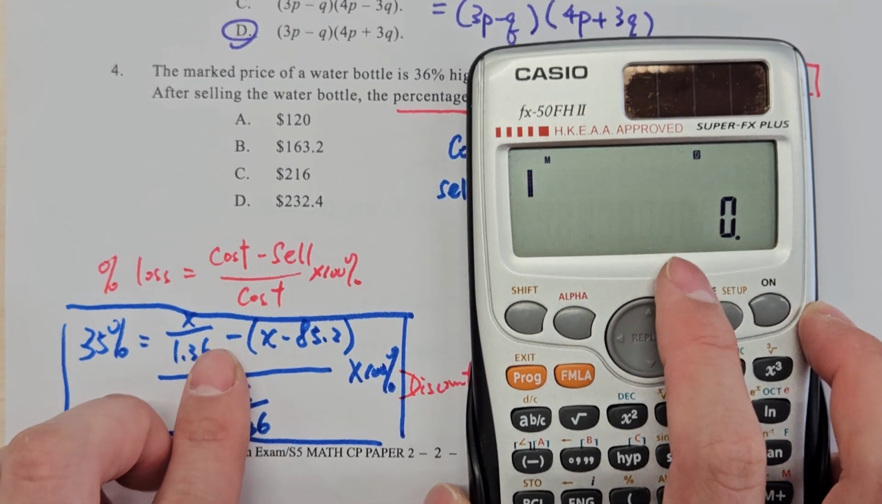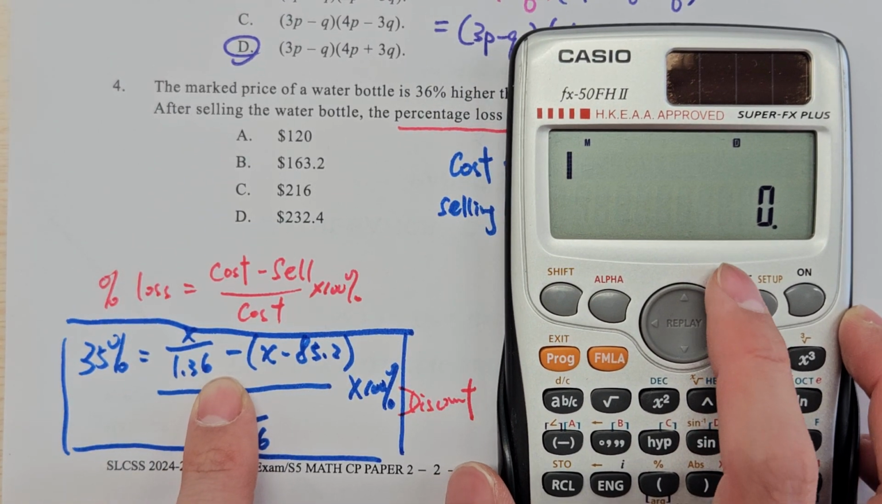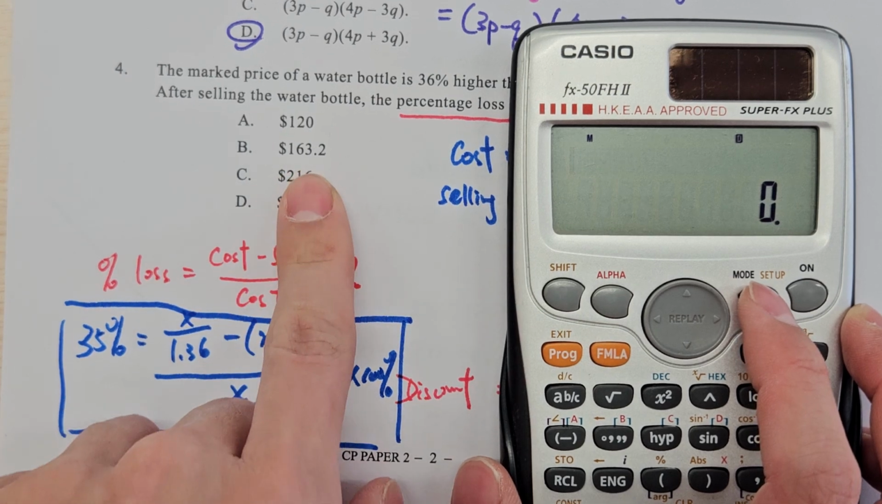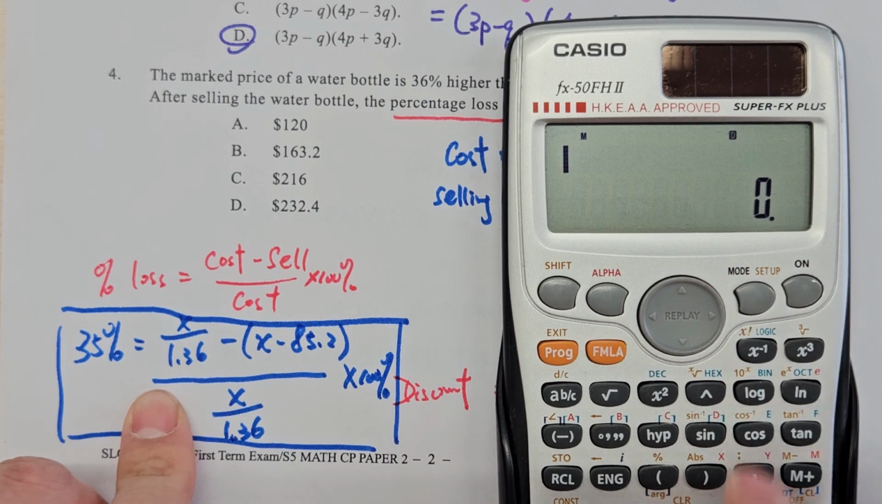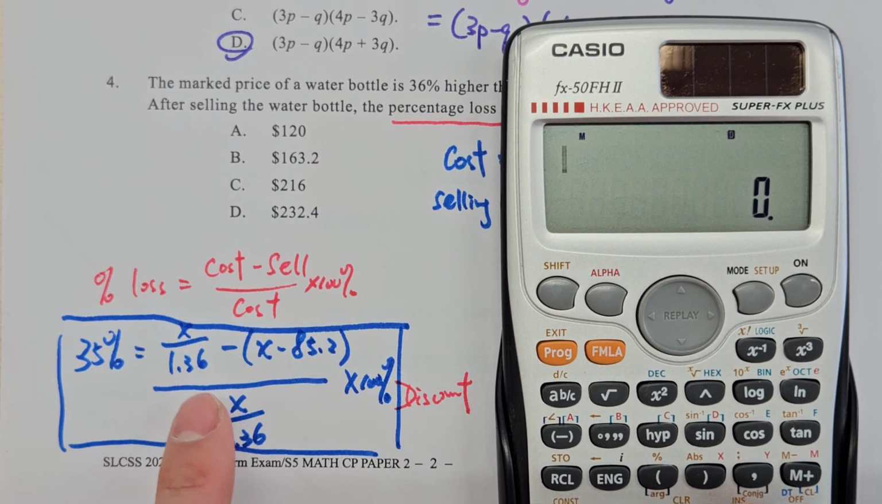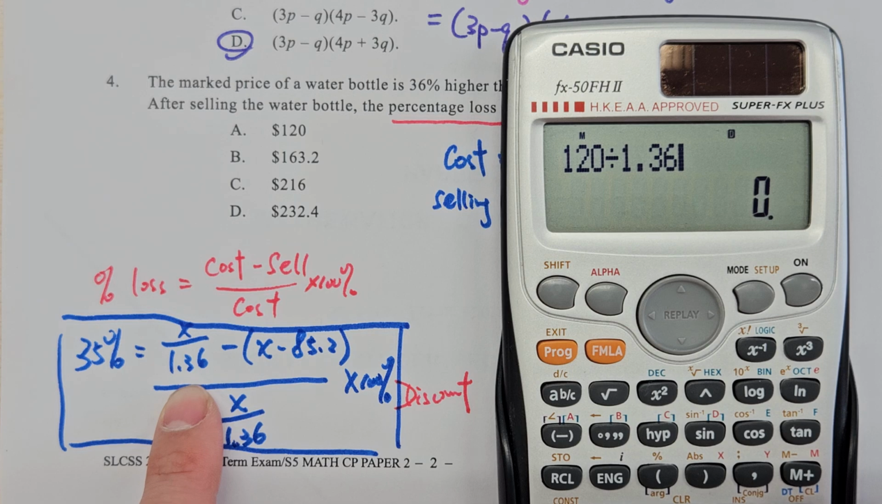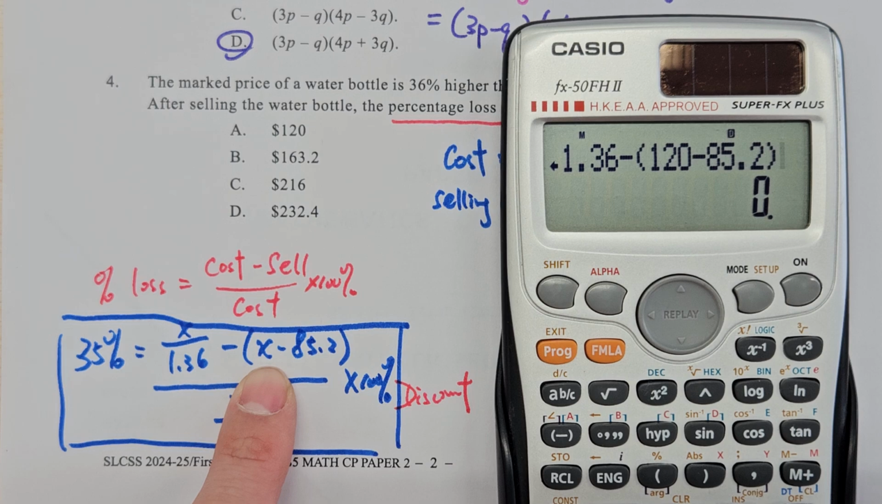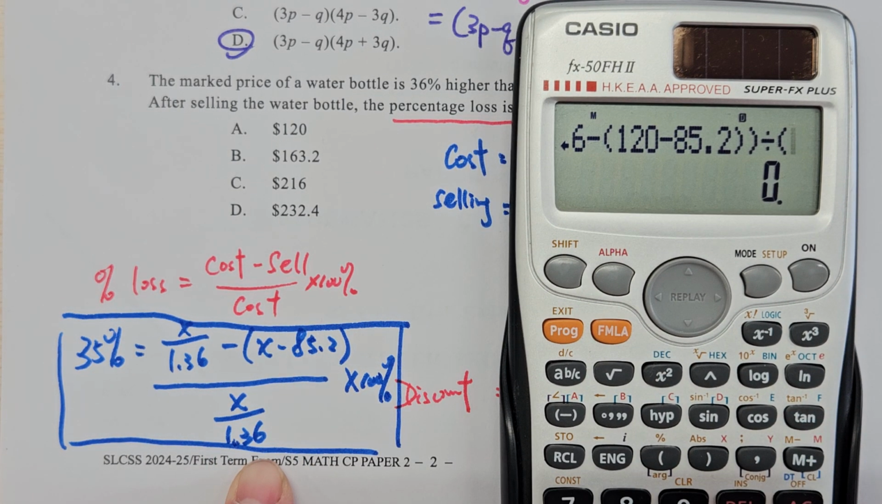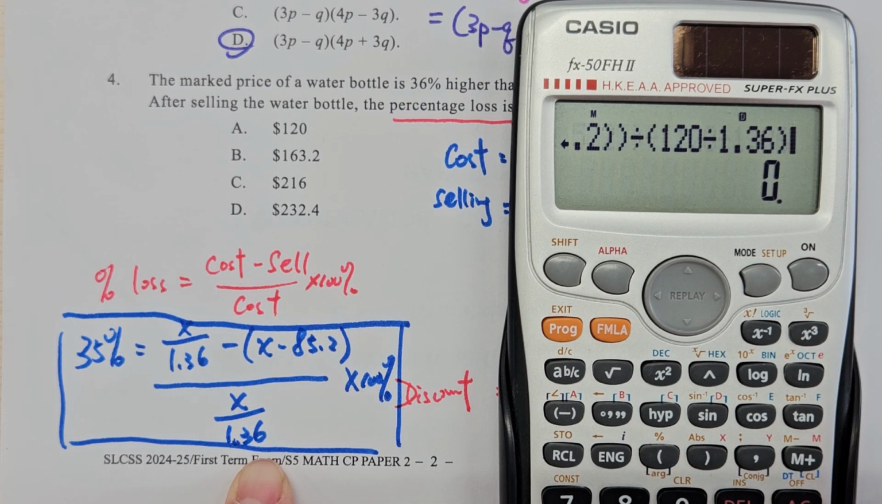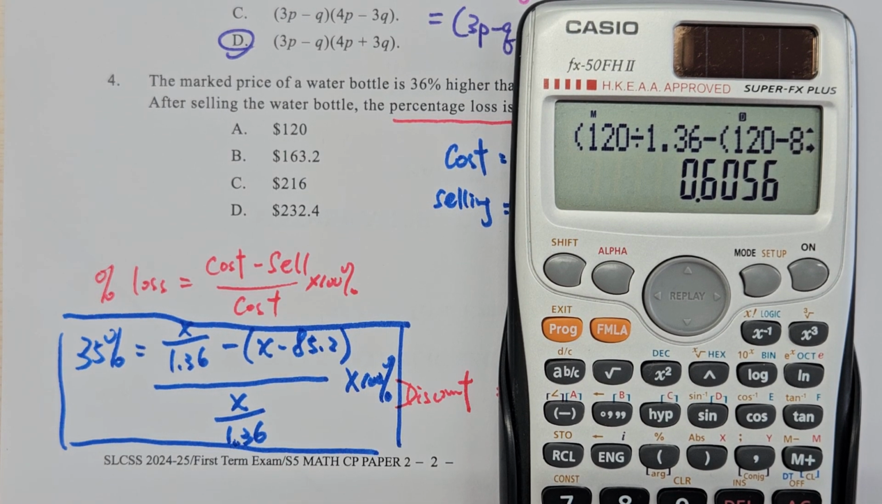So for here, how can I do it? I will try to substitute the answers into this formula and check which one gives 35%. For example, I will substitute 120 first: 120 divided by 1.36 minus bracket 120 minus 85.2 is the numerator, and then I divide by the denominator, 120 divided by 1.36. So it's 0.6056, which is not 35%, so A is not correct.